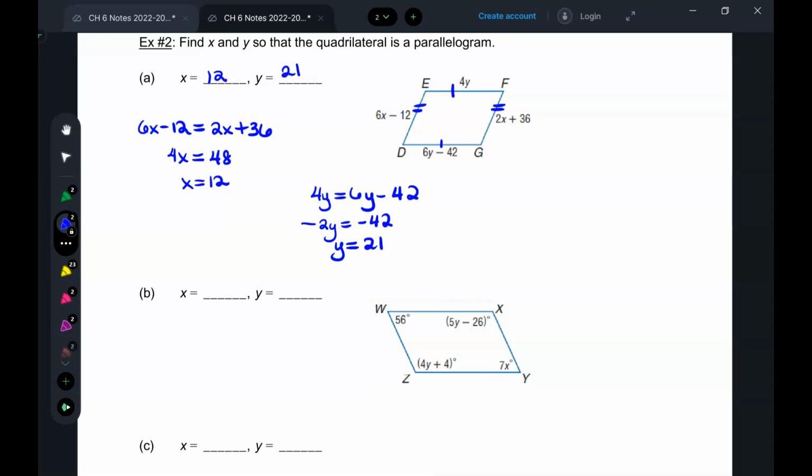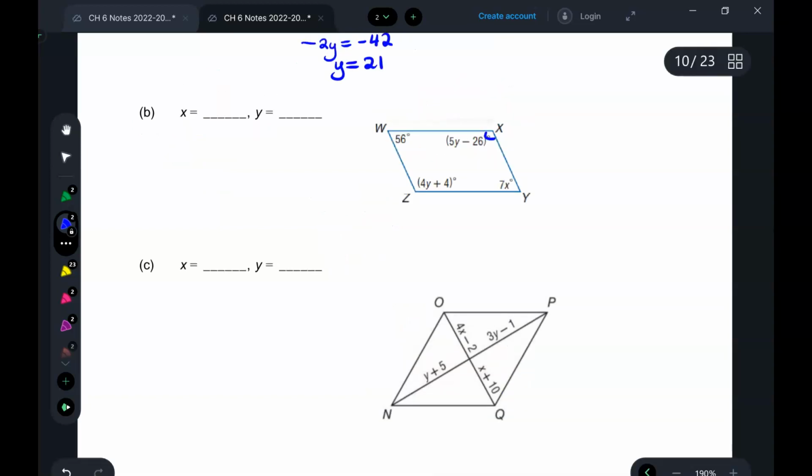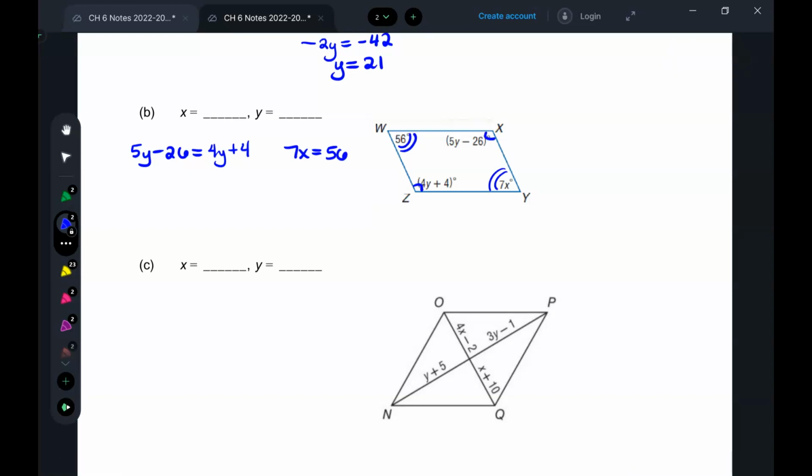The next one is referring to the angles. There's two things about angles. You can do either opposite angles are congruent or consecutive angles are supplementary, but I think it's easier to make the opposite angles equal. So you would do 4y plus 4 equals 5y minus 26. And then you make 7x also equal to 56. So then y equals 30. Okay, good. And then x equals 8.